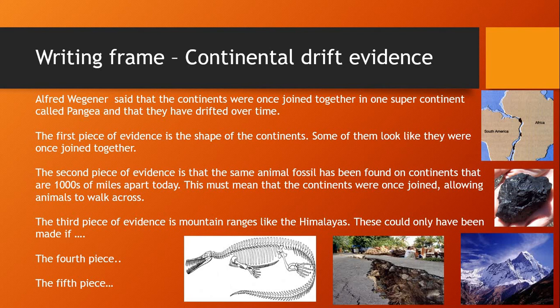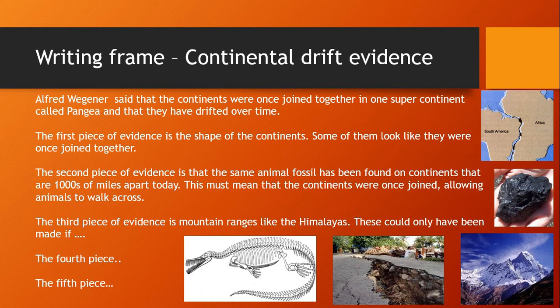The first piece of evidence is the shape of the continents. Some of them look like they were once joined together. You can go into more detail here and give Africa and South America as an example. The second piece of evidence is that the same animal fossil has been found on continents that are thousands of miles apart today. This must mean that the continents were once joined, allowing animals to walk across.